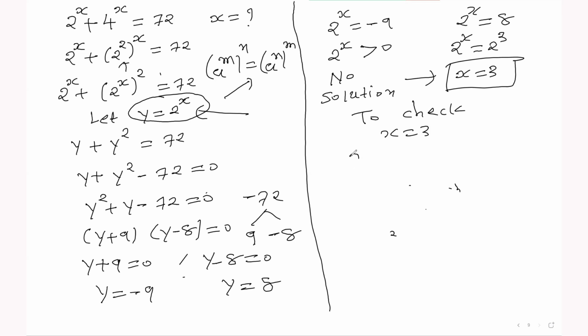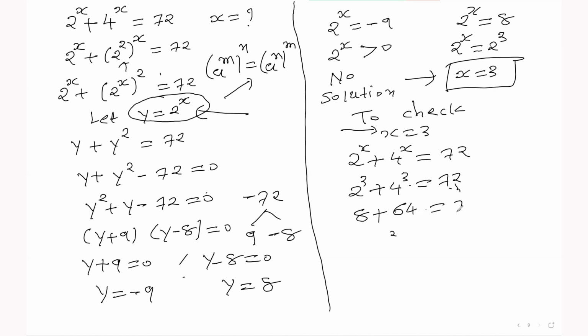2^x + 4^x = 72. So I'll substitute x = 3. So 2^3 + 4^3 = 72. Now 2^3 is 2 times 2 times 2, which is 8. 4^3 is 4 times 4, 16, and 16 4s are 64. Now 64 + 8 is 72. So 72 = 72, which is matching.